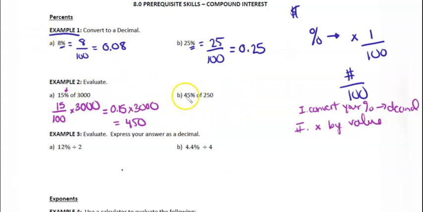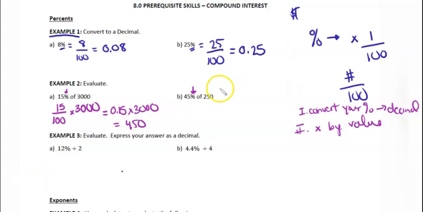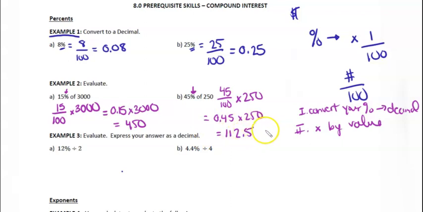Okay, so the same for example B, 45% of 250. Okay, as soon as you see this percent, you know you're going to have to convert your percentage into a decimal. So let's go ahead and do 45 divided by 100. And we're going to take that of 250. So we get 0.45 times 250. Okay, 45% is decimal 0.45. So our answer is 112.5.